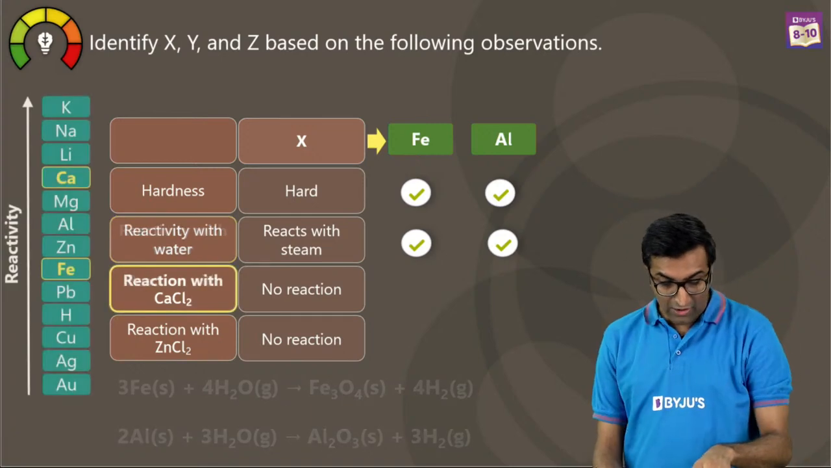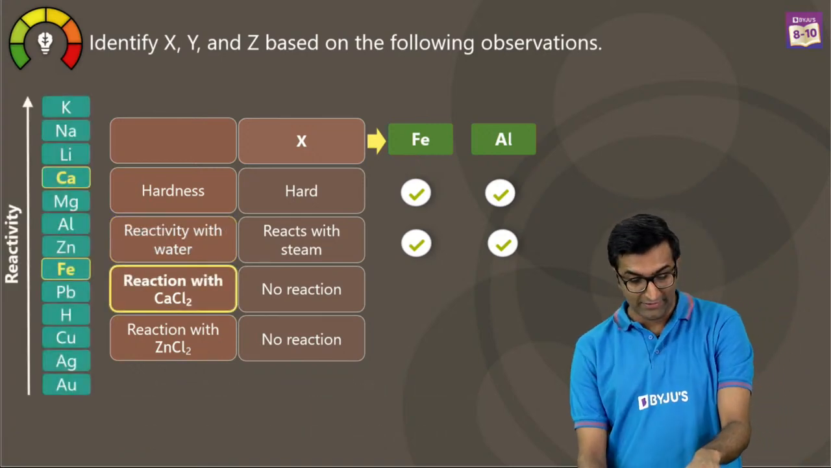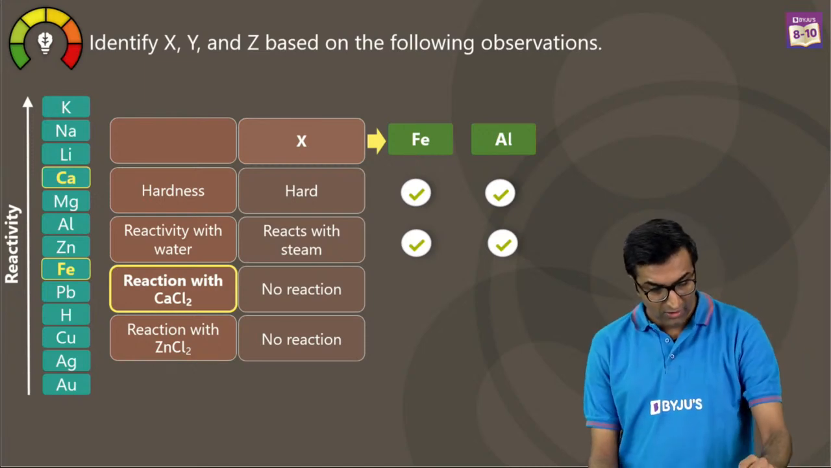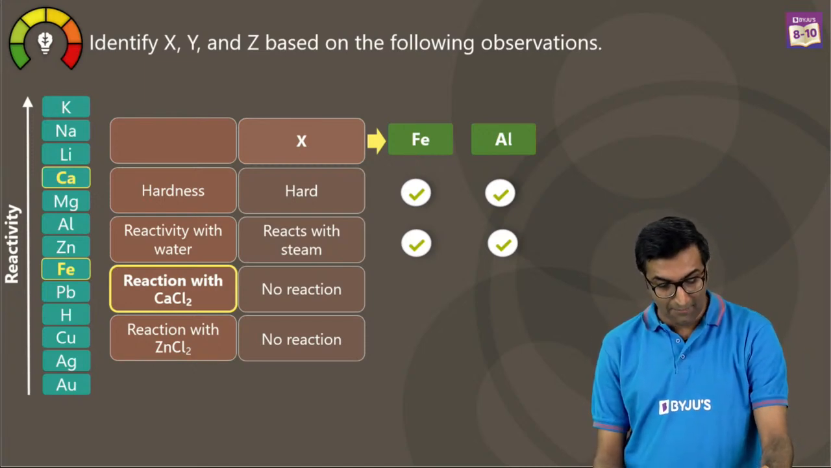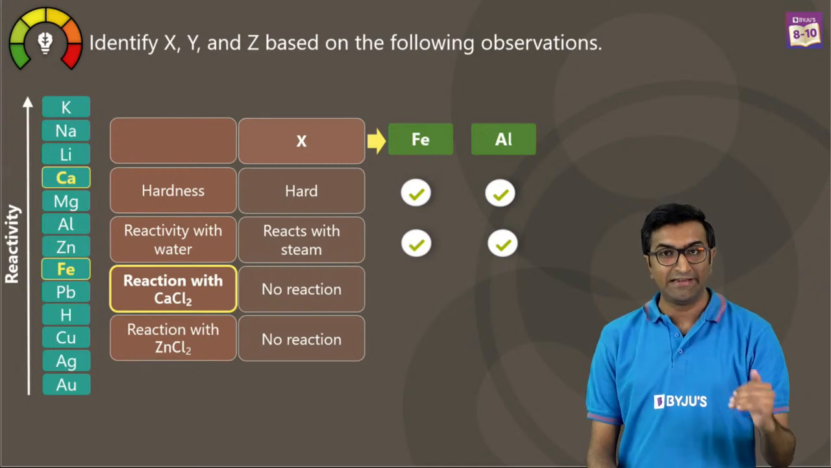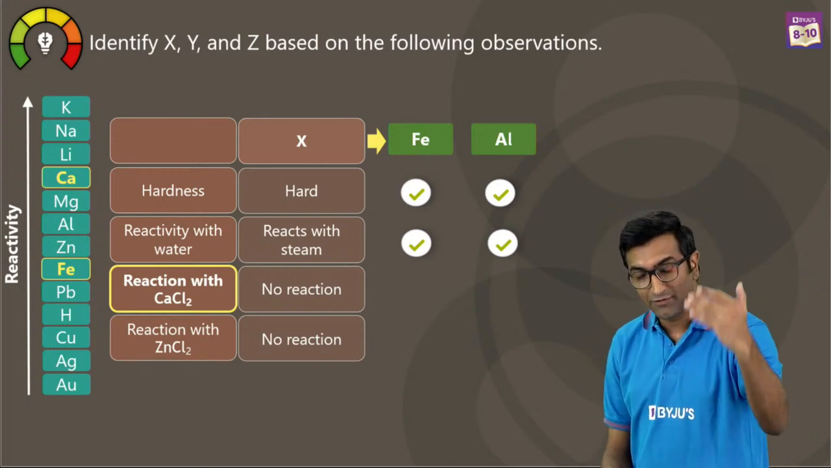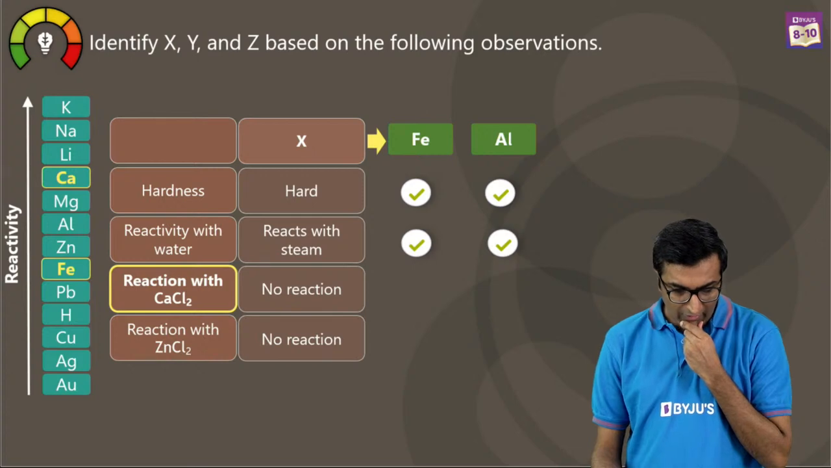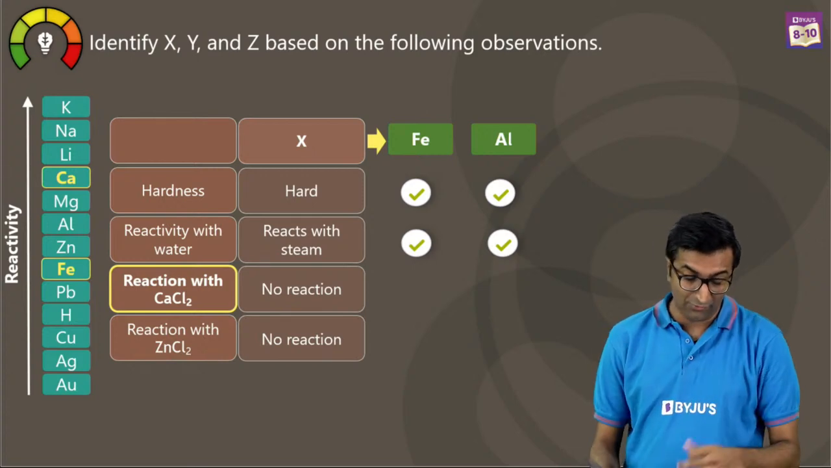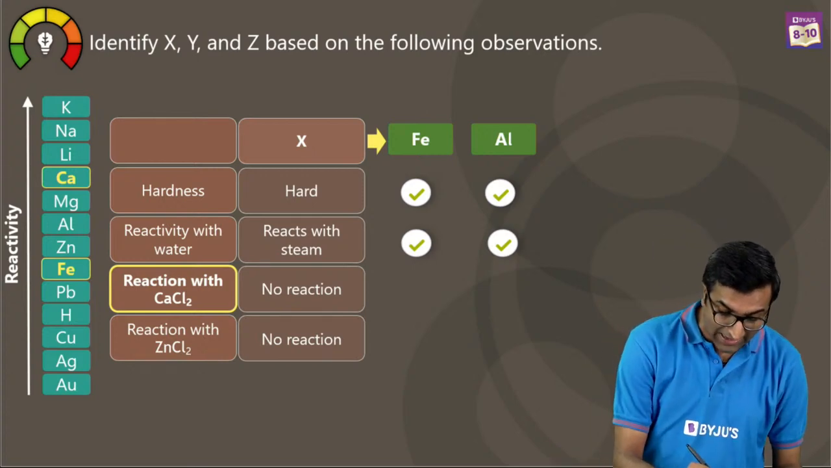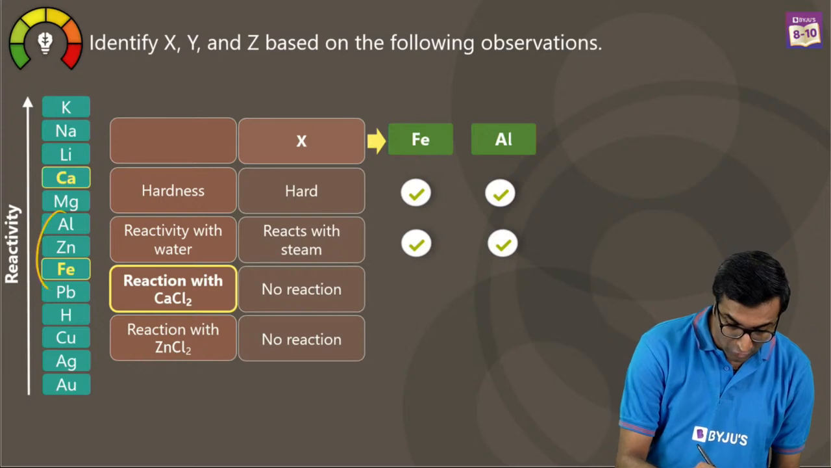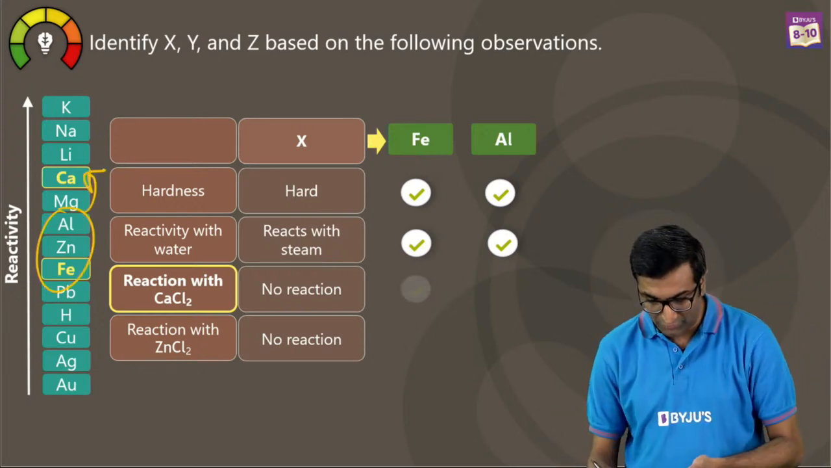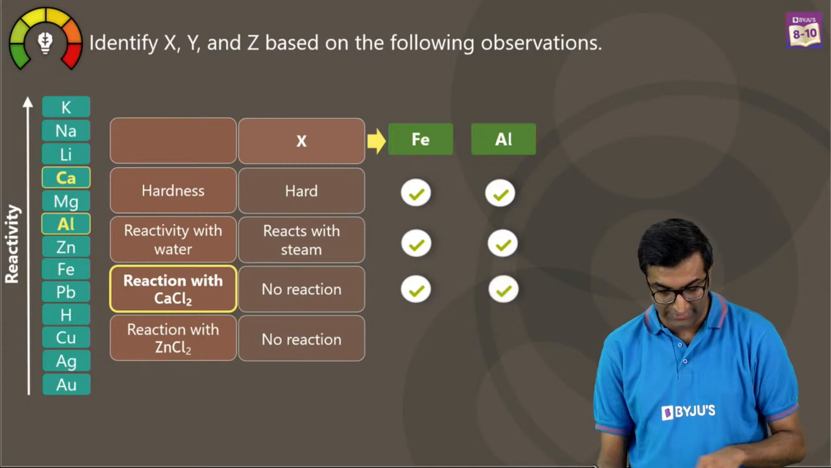Now, the reaction is CaCl2. That's interesting. Does it happen? Look at where calcium is. Aluminium and iron are both below calcium in the reactivity series, which means they will not displace calcium from CaCl2. I'm sorry, I said it the other way around. Because iron and aluminium are below calcium, they are not going to displace calcium from CaCl2. So obviously there's going to be no reaction. So both of these are right.